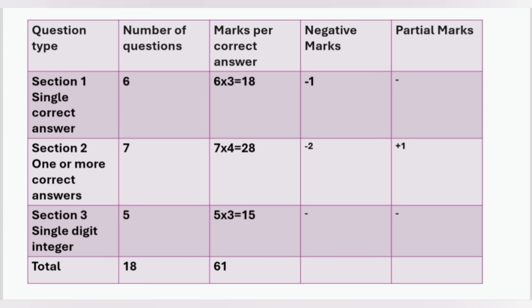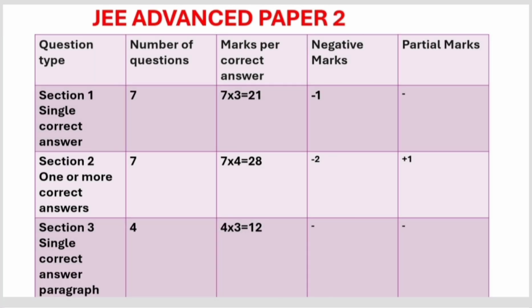18 questions will be asked. In such a way, for each 3 subjects, the same question pattern will be there. 61 plus 61 plus 61, 183 marks. Next, paper 2. So this also consists of 3 sections. Section 1, single correct answer. Section 2, one or more correct answer. Section 3, single correct answer paragraph based questions.